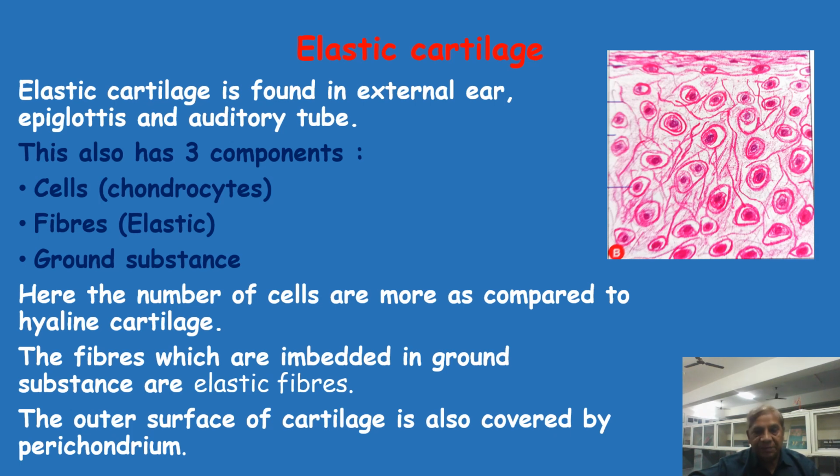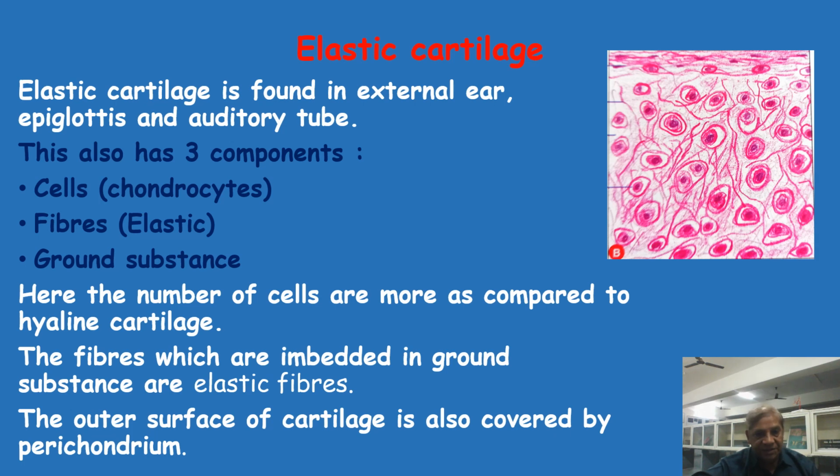Then elastic cartilage is found in the epiglottis. You must be knowing that the epiglottis is a flap-like structure at the inlet of the larynx, and then in the auditory tube. You may not be knowing where the auditory tube is. Just remember this name. This is a tube which connects the junction of the oropharynx and nasopharynx with the middle ear cavity. So these are a few structures in our body which are made up of elastic cartilage, and they possess elasticity.